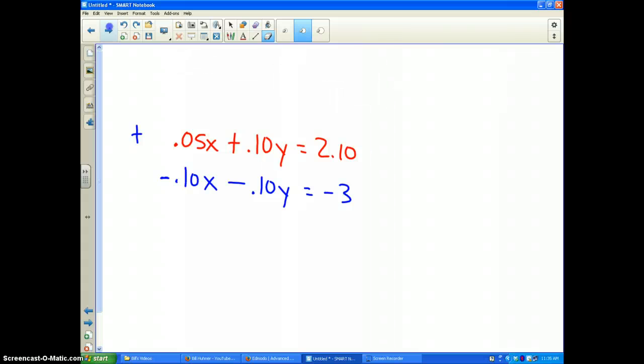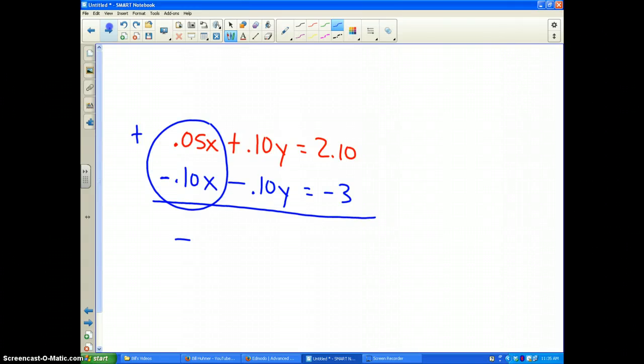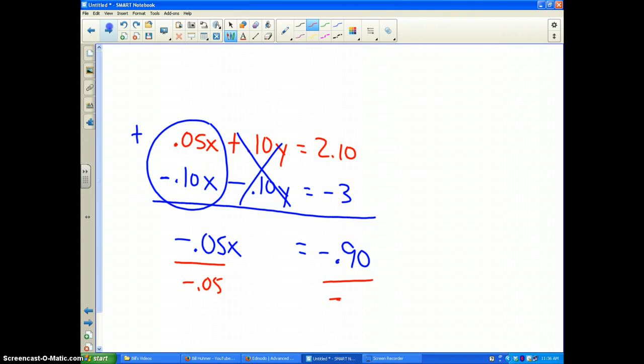I know that one of my letters is going to cancel out when I add these two equations together. 5 cents x minus 10 cents x will leave us negative 0.05x. The y terms cancel, and that equals $2.10 minus 3, which leaves negative 90 cents. The last thing is to divide both sides by negative 0.05, and that gives me an answer of x equals 18.